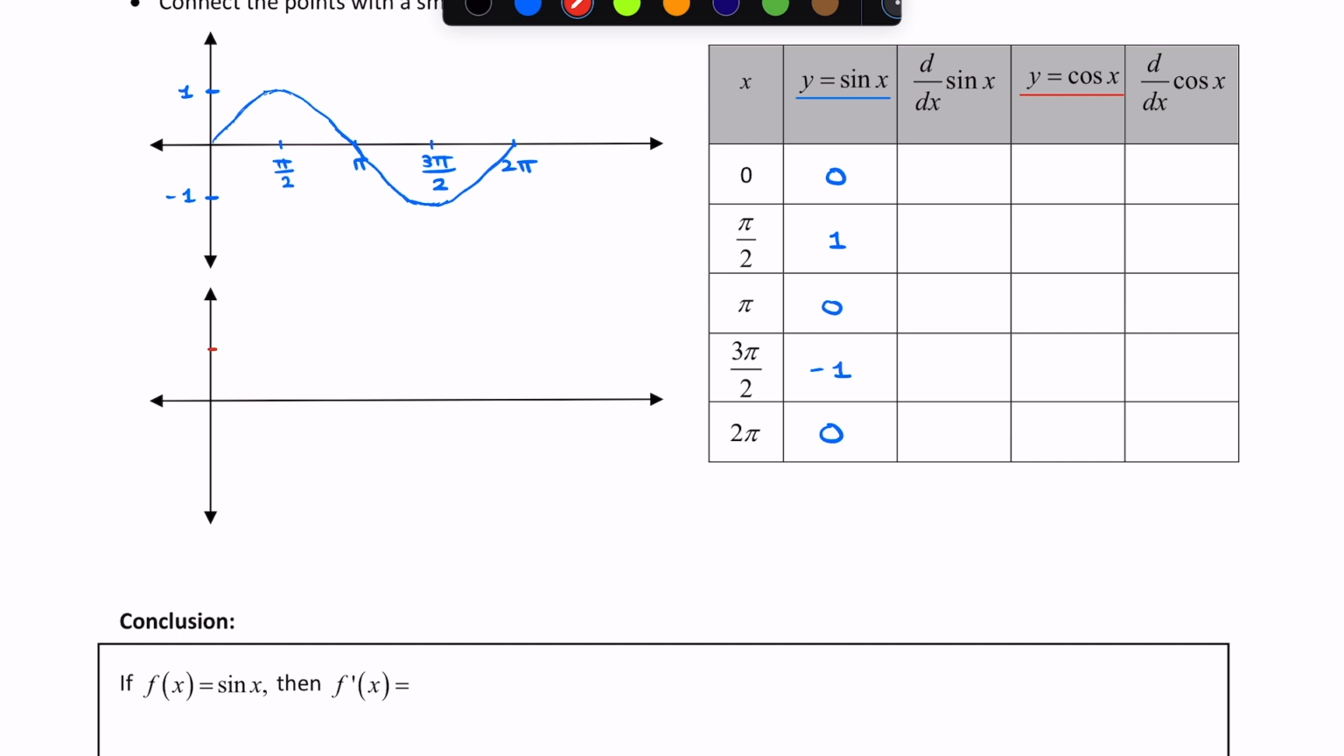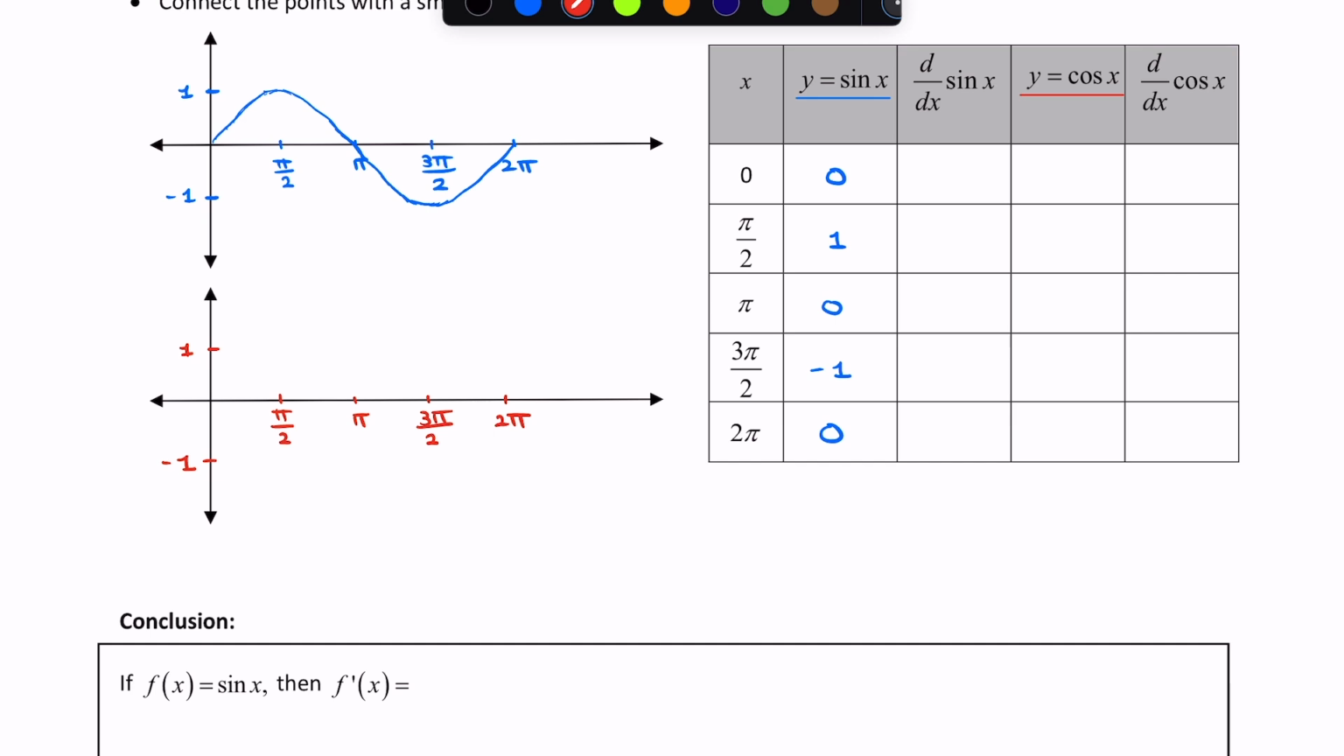So we'll have, again, 1 and -1, and we have pi over 2, pi, 3 pi over 2, and 2 pi.